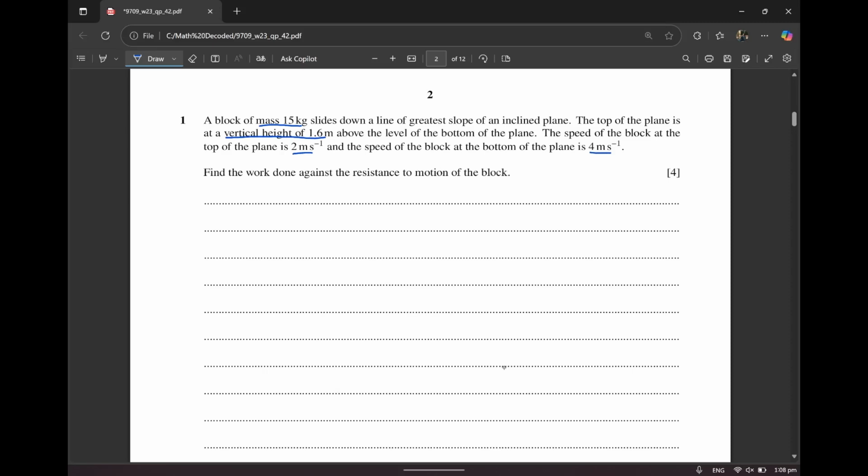Again, I said in my previous videos as well that it's better that you draw out diagrams in paper 4. So you have a mass of 15 kg, and it says that the speed over here is 2, the speed over here is 4, this height is 1.6, and that's pretty much about what is given to us in the question.